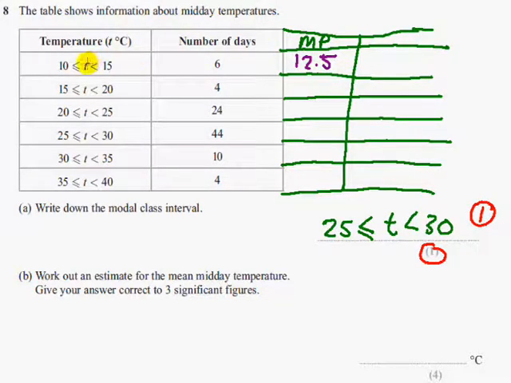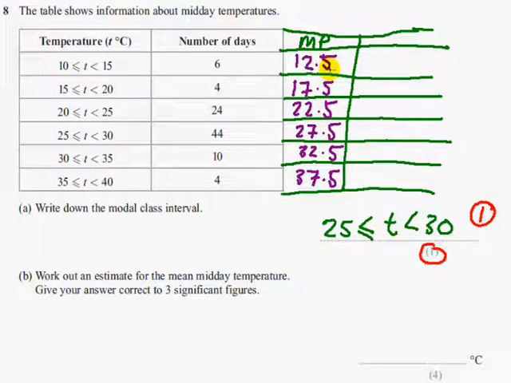Now we're assuming some are going to be less than 12.5 and some are going to be slightly more than 12.5, and hopefully it will even out. So let's just pretend all 6 of those days were 12.5 degrees. The midpoint of 15 to 20 is 17.5. So there's 4 days that we're going to say at 17.5 degrees. Midpoint 22.5. Midpoint 27.5, 32.5, and 37.5 degrees.